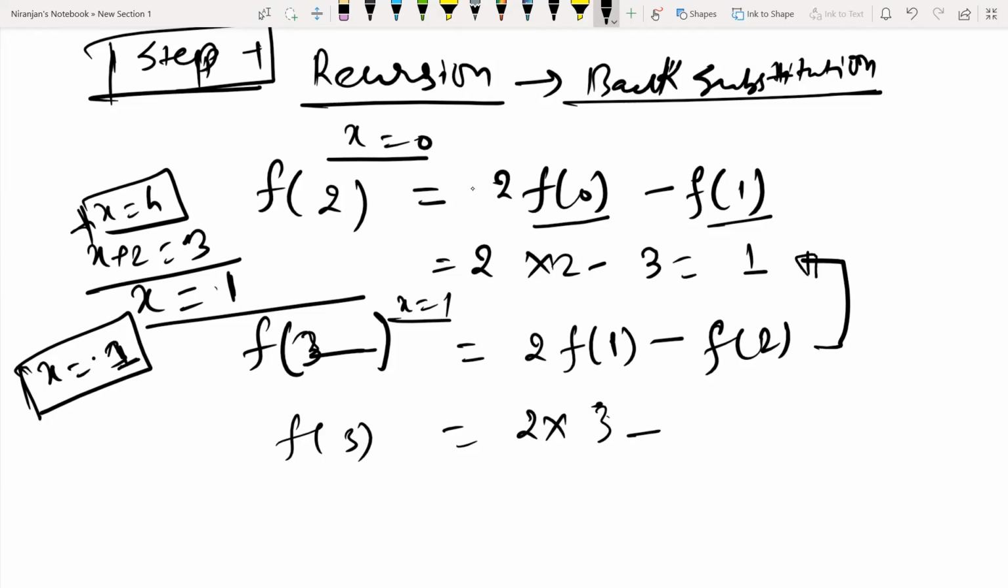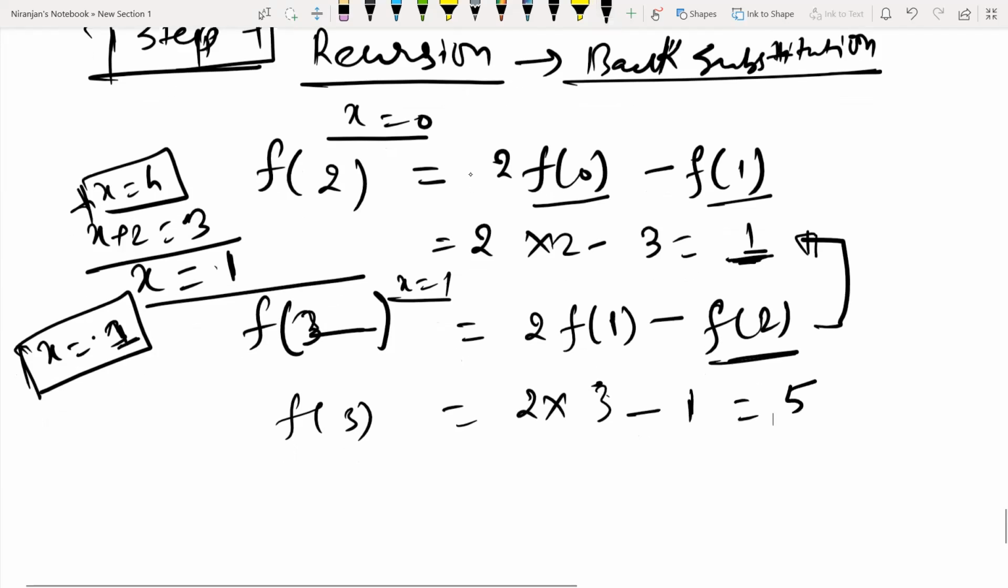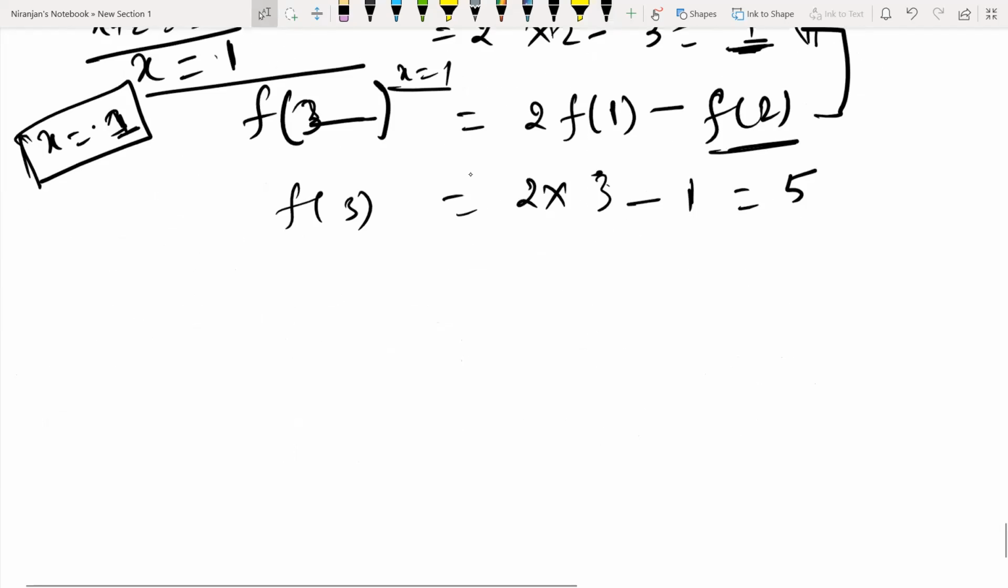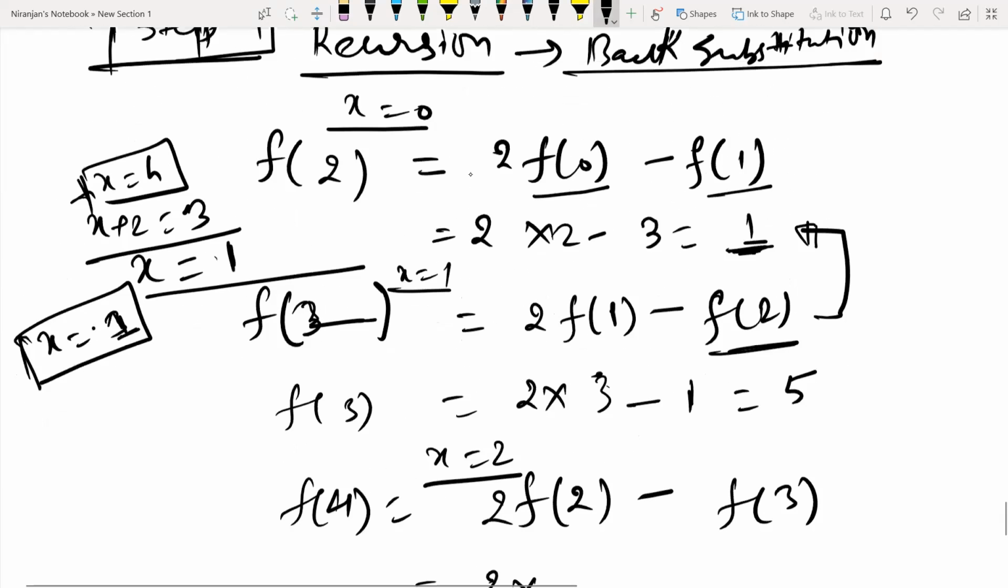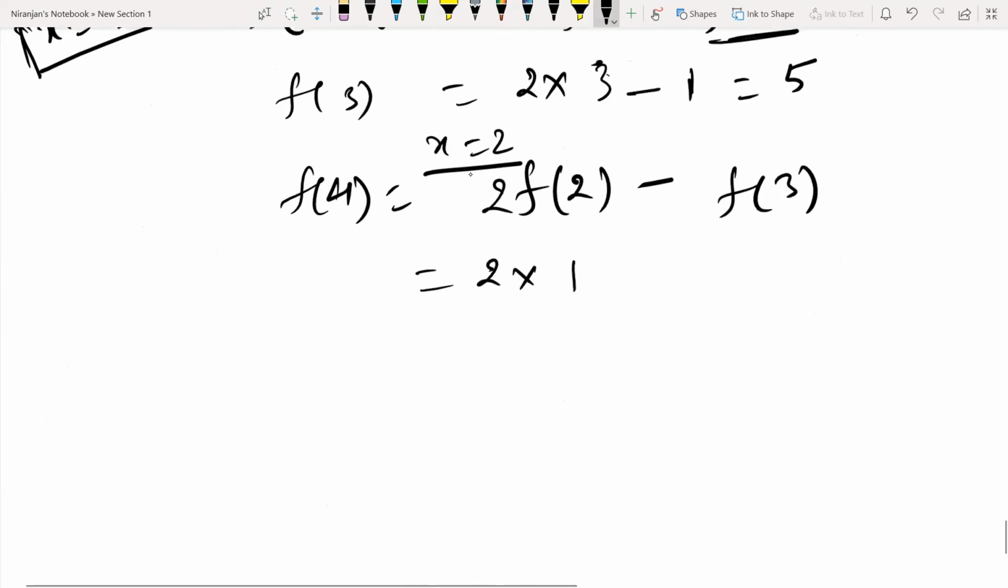This step is called back substitution. And you plug f of 2 from this last part, that is 1. So you get 5. Similarly, you calculate f of 4, that is going to be 2 into f of 2, because you are setting x equal to 2 minus f of 3, and your f of 2 was 1 minus, what is your f of 3? 5. So you get minus 3.